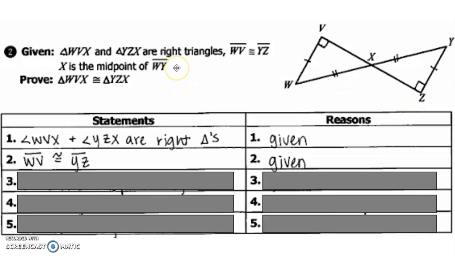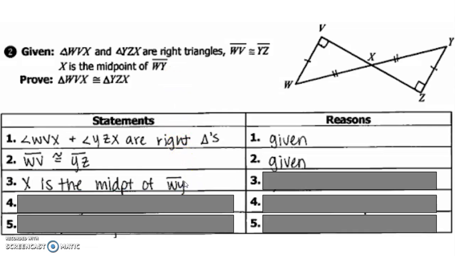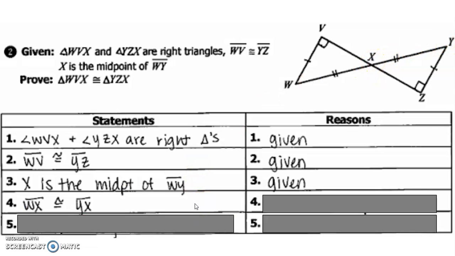The last given statement that they told us is that X is the midpoint of YW. When I write that out, again, it's a given. Remember that when they say that something is a midpoint, that gives us two congruent halves. So that tells me that WX and YX are congruent. And that's our definition of a midpoint.